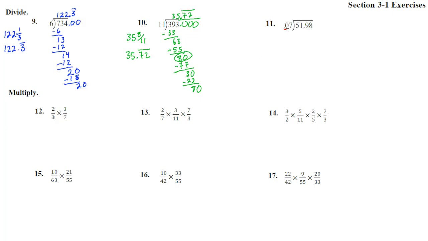All right, number 11. We're going to move the decimal twice. So we get 7 goes into 5198. So 7 goes into 5. No, 7 goes into 51. Yes, it goes 7 times. That's 49. Subtract and we get 2. Drop down the 9. 7 goes into 29 4 times. 4 times 7 is 28. Subtract 9 minus 8 is 1. Drop down the 8. 7 goes into 18 twice. 2 times 7 is 14. Subtract and we get a 4.